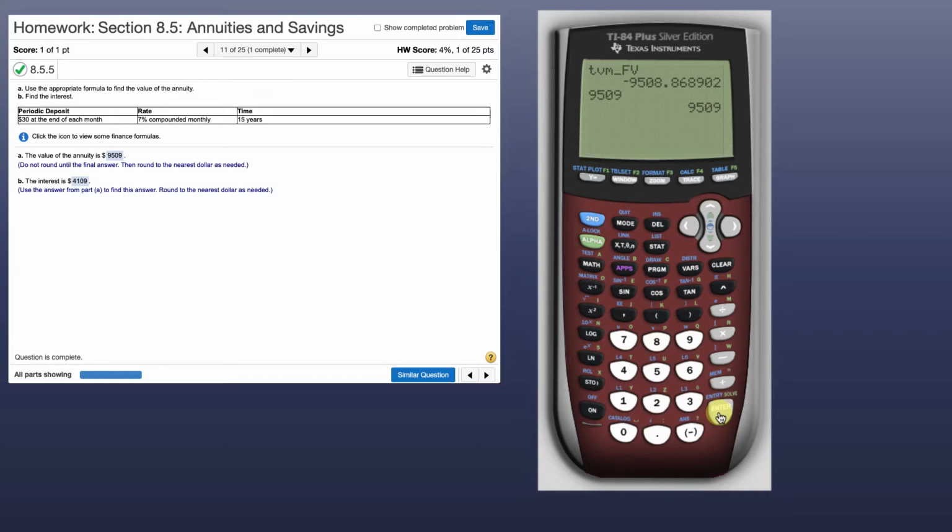And then it says, well, what did you pay in interest? Or what did you earn in interest, I should say. Well, this is what I ended with, minus what? Well, I made $30 payments. How many of them? We looked at a second ago. 12 of them per year for 15 years. So that was 180 payments, right? So this 30 times 12 times 15, that's how much money I paid. So if I subtract that out, there's your interest, right? Okay, so that's how you do this on the TI.